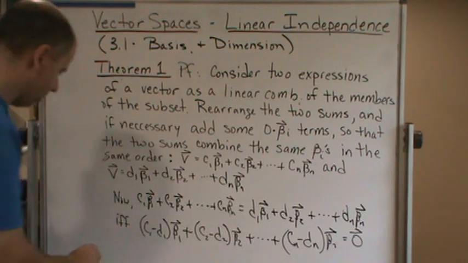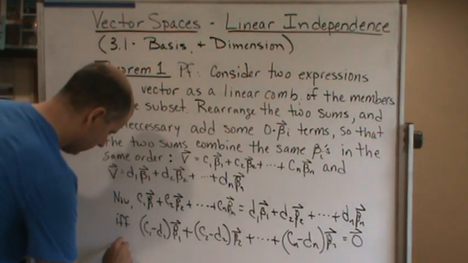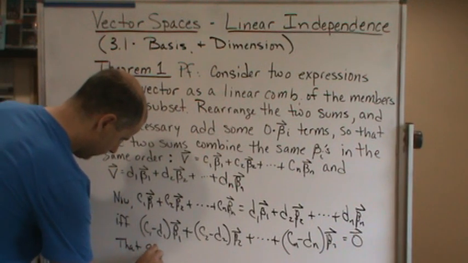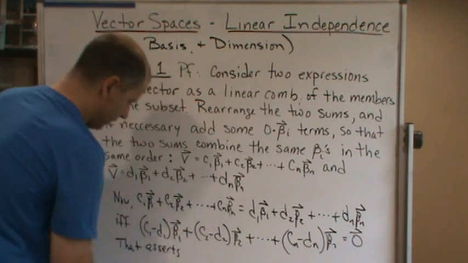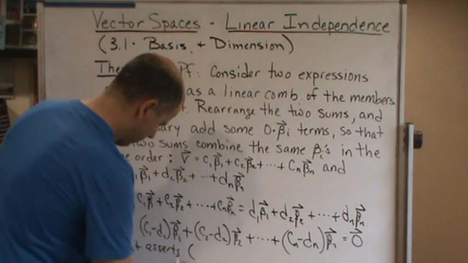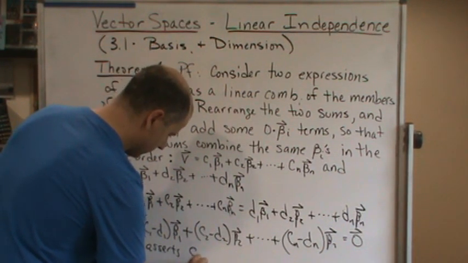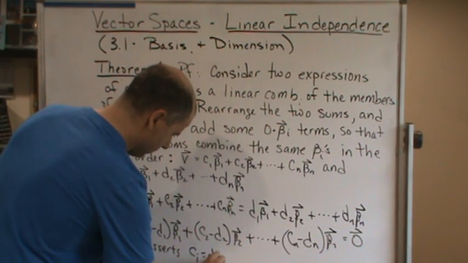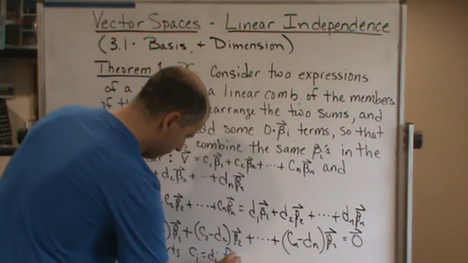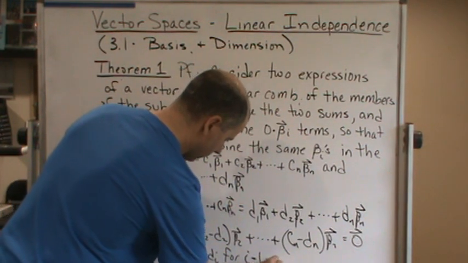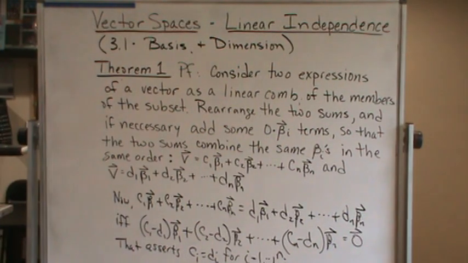Well, that's only going to hold so that it asserts that what? That C sub i is equal to D sub i for i equals 1 to n, right? Because that's the only way that you're going to get the 0 vector in this case.